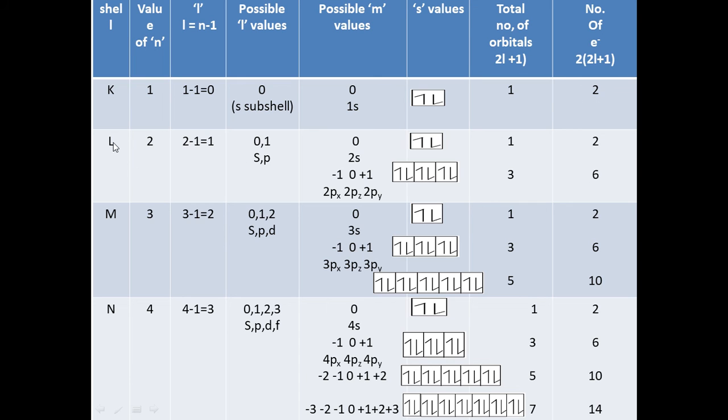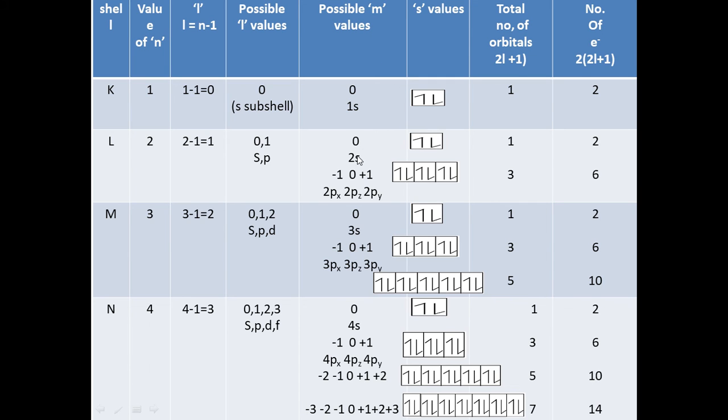Similarly for the L shell, n value is 2, l value is 2 minus 1, that is 1. Possible values of l: if we have to find the possible values, then always start from 0 and go up to the value of l. Suppose we have the value 1, then we have to start from 0 to 1, that is 0 and 1. So what kinds of subshells are present in the L shell? That is s and p. If you go into further detail, then m possible values.